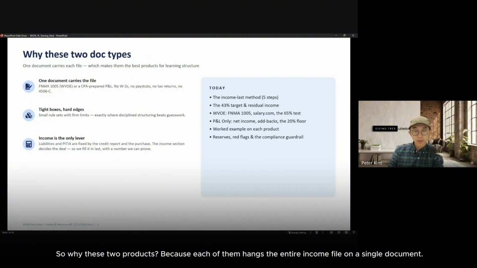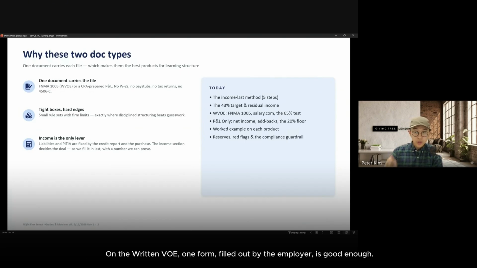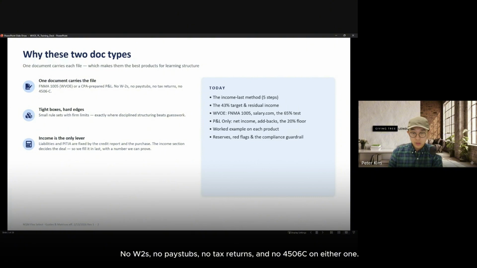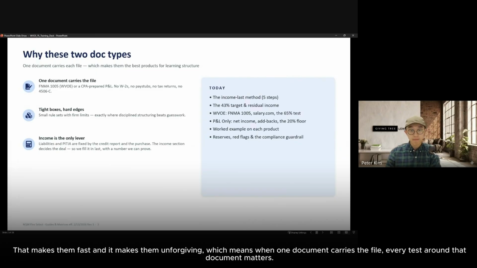So why these two products? Because each of them hangs the entire income file on a single document. On the written WVOE, one form filled out by the employer is good enough. On the P&L, one profit and loss statement prepared and signed by a licensed tax professional is good enough. No W-2s, no pay stubs, no tax returns, and no 4506-C on either one. That makes them fast, and it makes them unforgiving. Every test around that document matters.